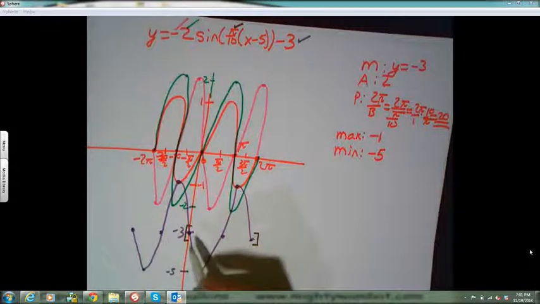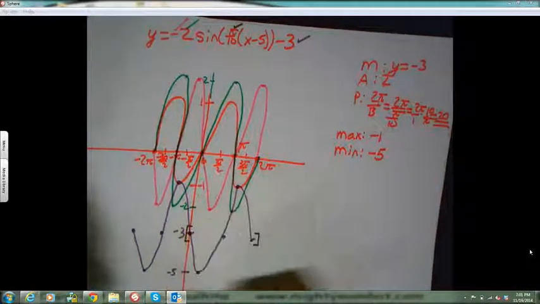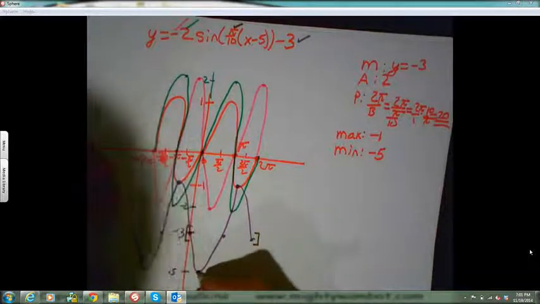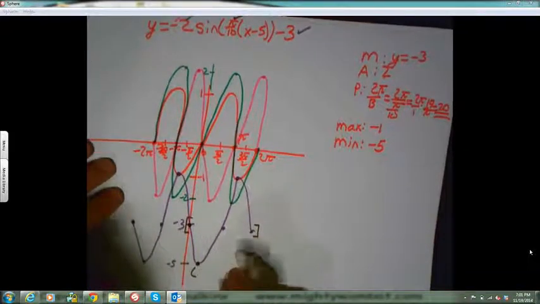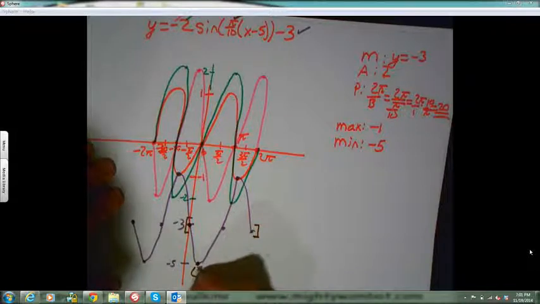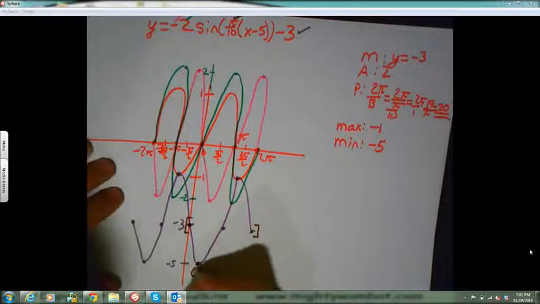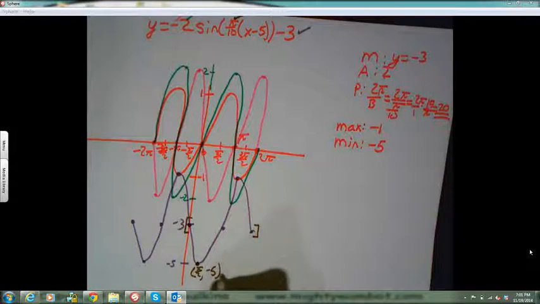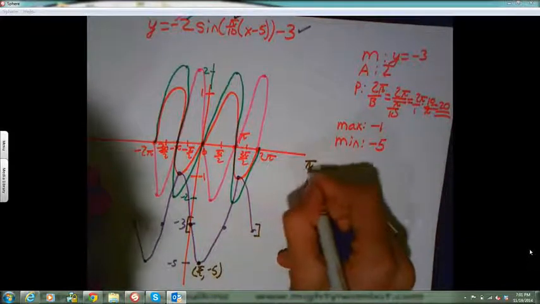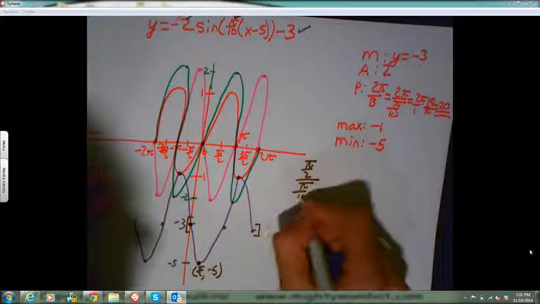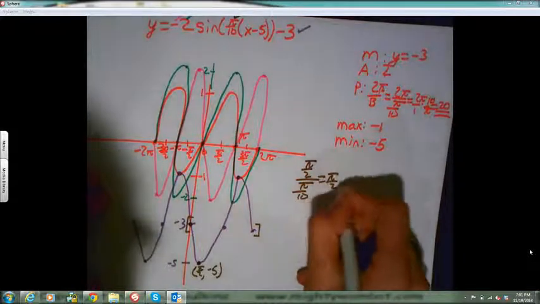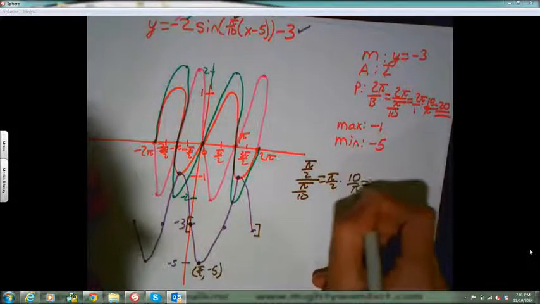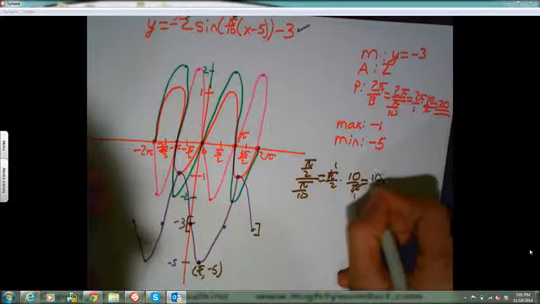0 divided by pi over 10, still 0. Now, what is the coordinate here? Well, this is pi over 2, comma, negative 5. I'm not touching the negative 5, but the pi over 2 divided by pi over 10 is pi over 2 times 10 over pi. Pi's go away. 10 over 2, which is 5.